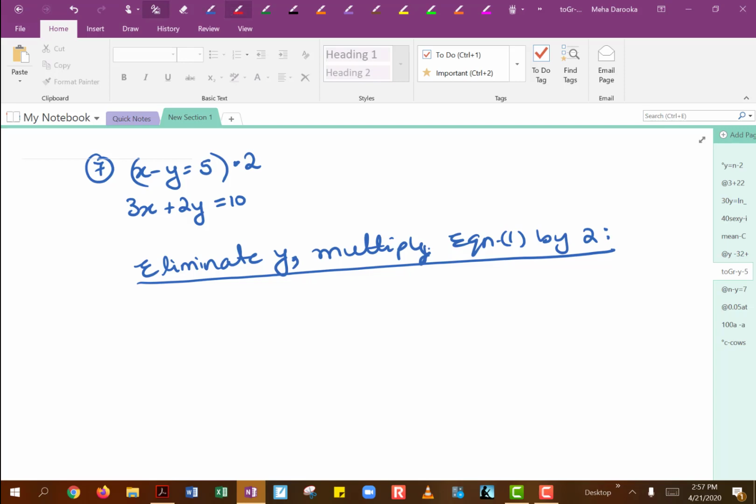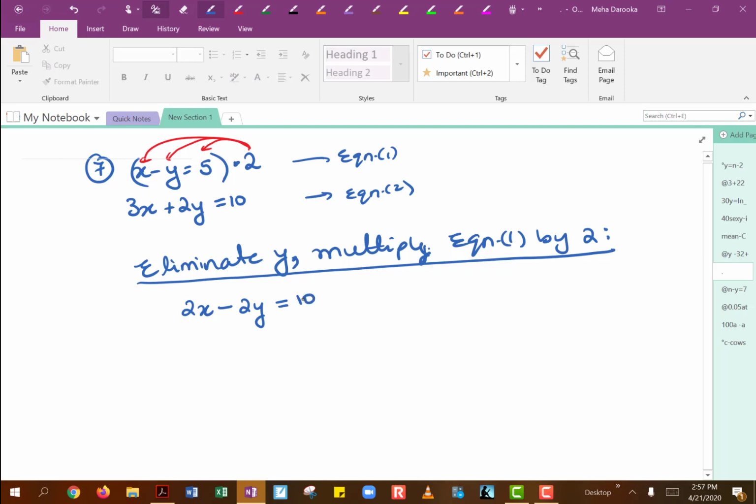Of course this means you're going to distribute that 2 inside each term of the first equation. Remember, this is what I'm calling equation 1, and this of course will be equation 2. So when I multiply equation 1 by 2, I end up getting 2x minus 2y equals 10. Second equation, we're keeping it the same. We're not making any changes, so that will be 3x plus 2y equals 10. And now we're going to go ahead and add both of these equations.